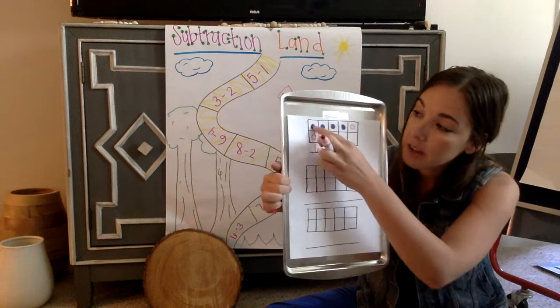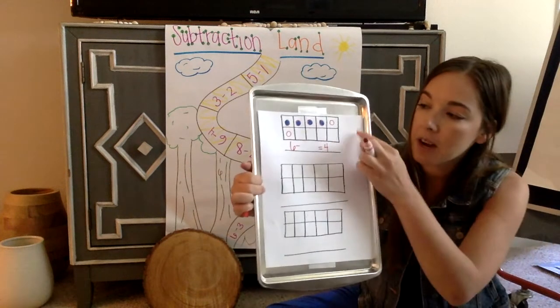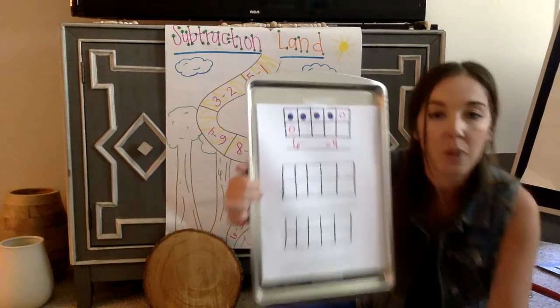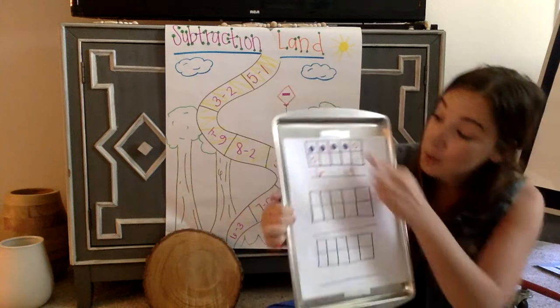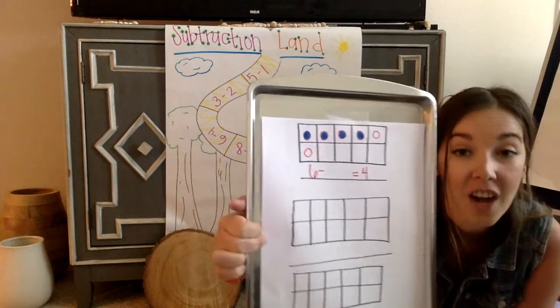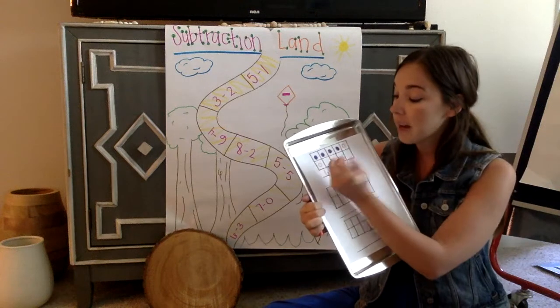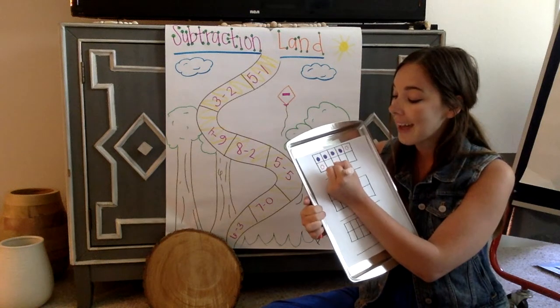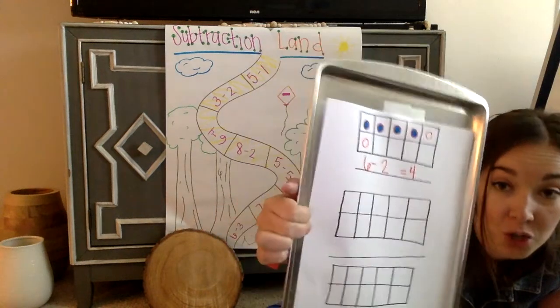Now, if I colored in my 4 circles as my 4 bears left, how many bears would show that they went into the cave? You got it. There's only 2 bears left not colored in. Now, by coloring in the 4 bears, we are able to see how many bears went into the cave, and you are right, it is 2.